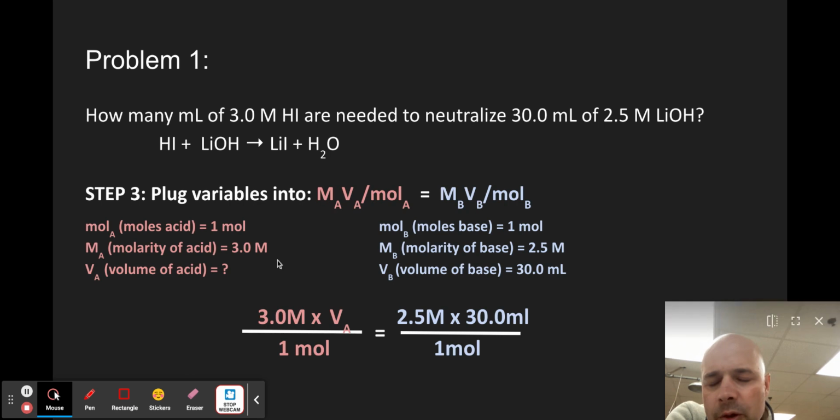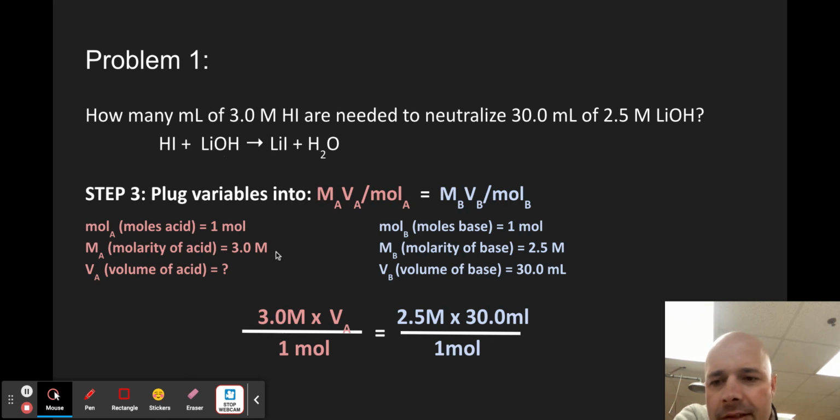So in step 3, you want to plug the variables into the equation. So the equation is up here again. So molarity of acid times volume of acid divided by moles of acid equals molarity of the base times volume of the base divided by moles of the base, right? So everything's given in the problem but the unknown. And finally, the equation gives you the moles of acid and base, and you will see those on the left side. You just got to be careful that you identify the acid and base properly. Begins with a hydrogen, it's an acid. Ends in hydroxide or OH, it's a base.